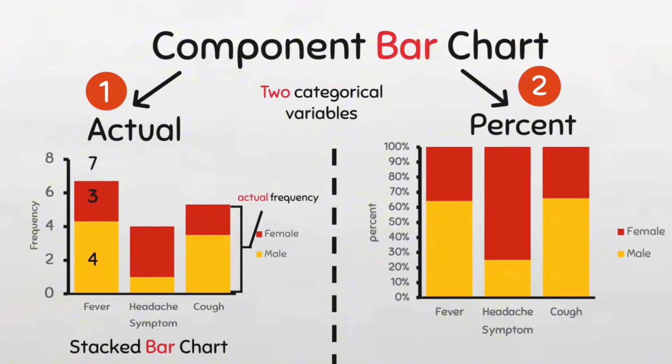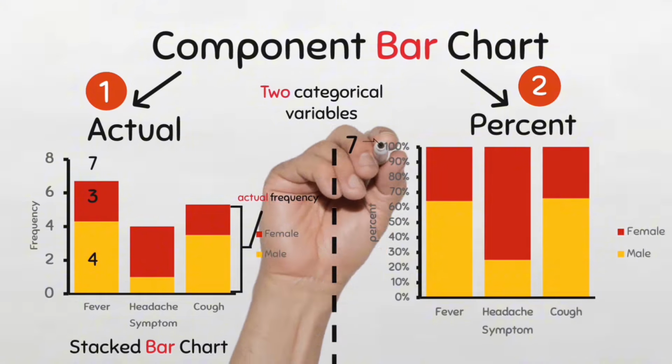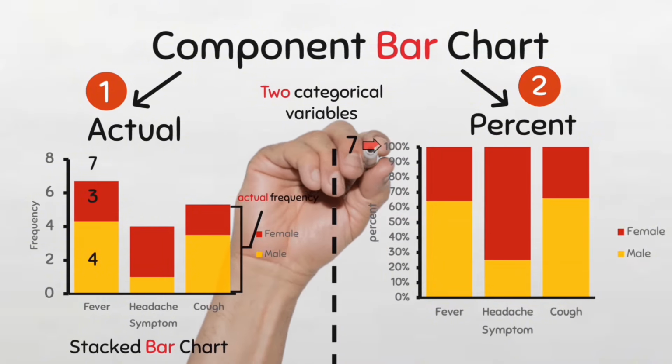On the other hand, in the percentage component bar charts, the length of the individual components represent the percentage of each component from the overall total of each category. Notice that all the bars are of the same length and they are all 100%. So in this example, with the same data as the previous example, we know that there were 7 individuals with fever, right? And for the percent bar chart, this 7 is converted to 100%.